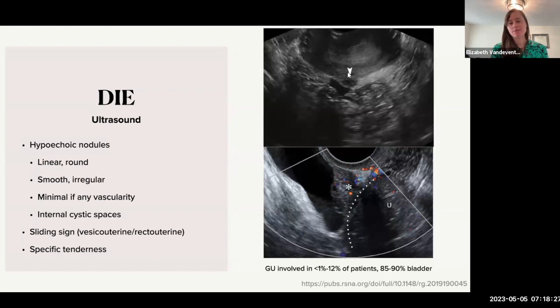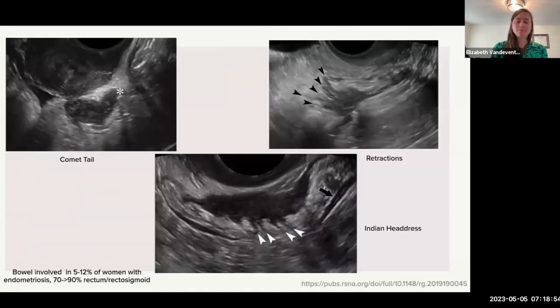These are some examples of implants. This is along the posterior wall of the uterus here. We can see this hypoechoic nodule. It's a little bit irregular, but it's predominantly rounded. This is an example of bladder endometriosis. So we can see this is the bladder right here. This is a little bit of the uterus. We see this irregular deposit along the bladder wall, which does have internal cystic spaces and a little bit of internal vascularity. The GU tract is involved relatively infrequently, but when it is, it's predominantly the bladder.